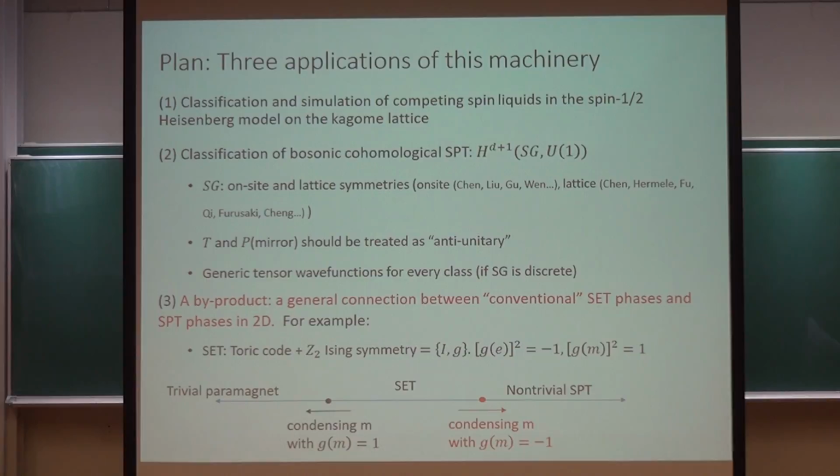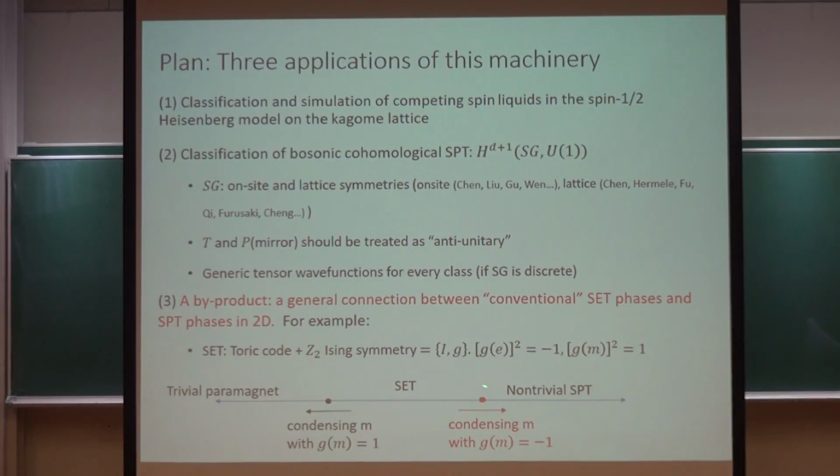So the claim is, starting from this SET phase, you can condense the m particle, which is the gauge flux of the Z2 toric code topological order. If you condense this m, you will destroy the topological order. You will go to some phase with trivial topology. There's no anyon. But the claim is you can condense two different kinds of m particle. If you condense the m particle carrying trivial Ising quantum number, you get a trivial Ising paramagnet. But if you condense the m carrying Ising quantum number -1, then you will reach this non-trivial SPT. This is the Ising SPT that Zheng also mentioned.